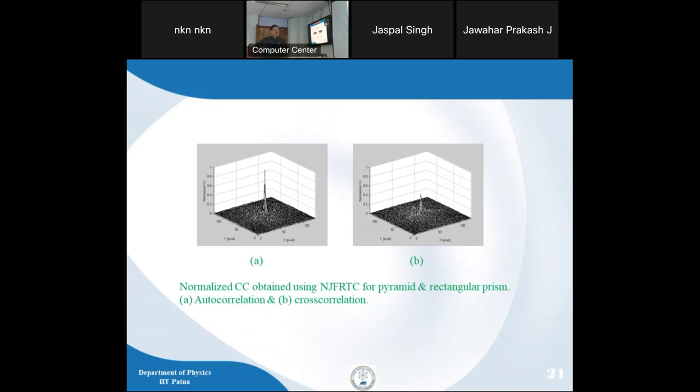We call this the non-linear joint fractional transform correlator. Yesterday I talked about the fractional Fourier transform, and we have used it here. The benefit of the fractional Fourier transform is, if you take a Fourier transform, you are exactly in the Fourier plane, which will be the fully focused point. The moment you take a fractional plane, it means you are not in the focal plane. So you are in the defocused plane.